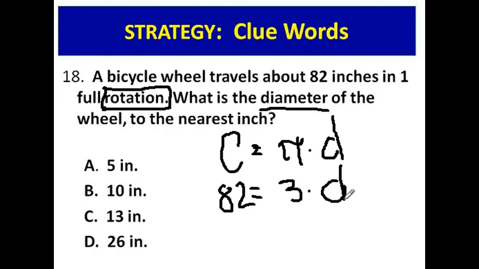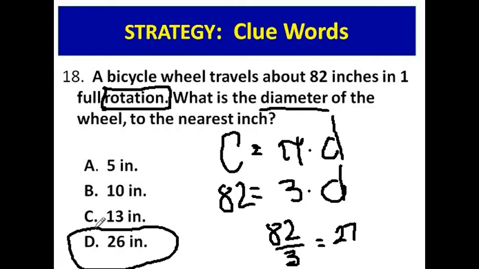So to calculate my diameter, I need to take 82 and divide by 3, which gives you, when you do the math, about 27. And if you take 27 and multiply by 3, you get 81. That's pretty close to 82. So my answer is going to be D, 26.